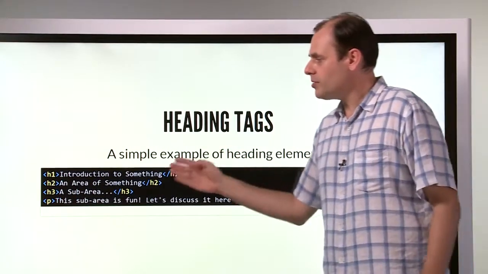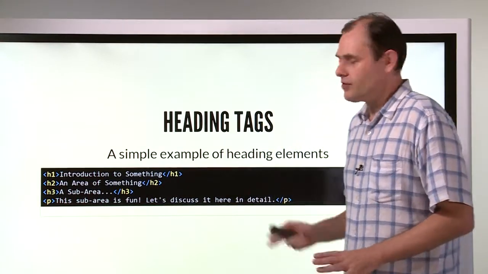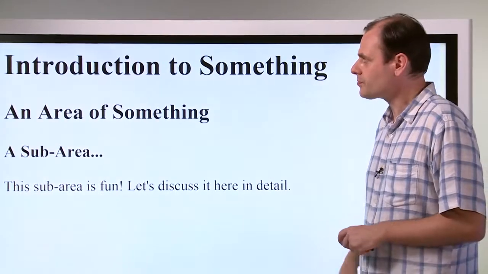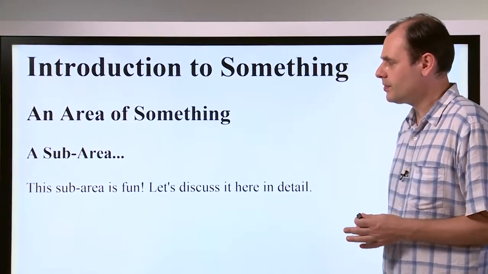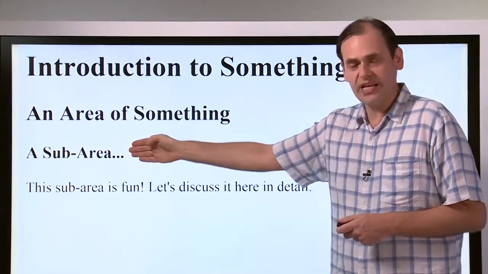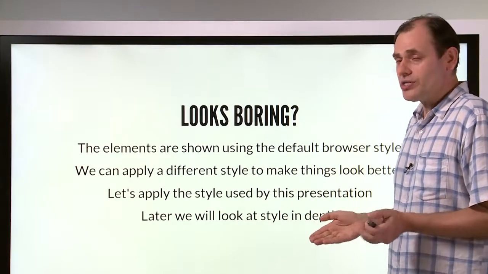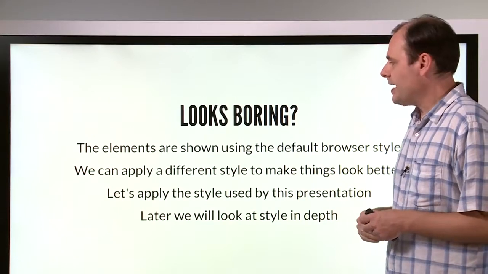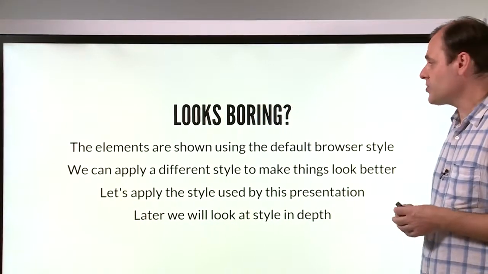So, quick example, H1, H2, H3, and a paragraph underneath it. Nothing too complicated. What does it look like? Looks like this. H1, H2, H3, and paragraph. Okay, straightforward. And you can see H1 bigger than H2, bigger than H3, and so on. It works. It looks a bit boring, but it works. It's black and white. Those elements are shown using the default style of the browser.